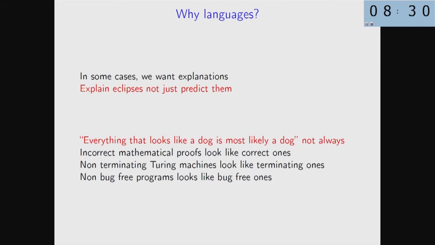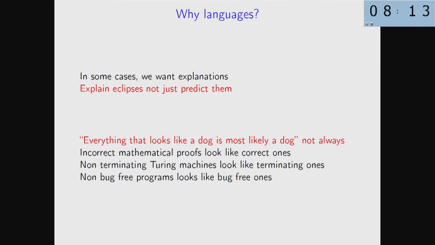But if we can, we want to explain that, the shadow of the Earth and so on. Okay. Then there is another reason, which is that it's not always the case that everything that looks like a dog is most likely to be a dog. And I gave here 3 examples.